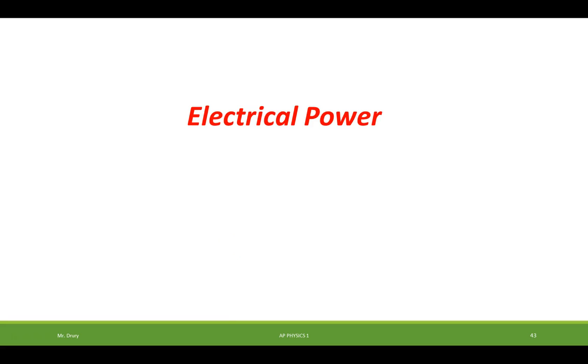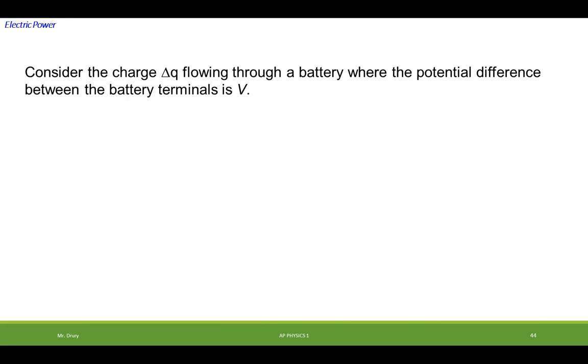Today we'll be talking about electric power. Consider a charge flowing through a battery where the potential difference between the battery terminals is V. We'd like to know how much power that will supply.